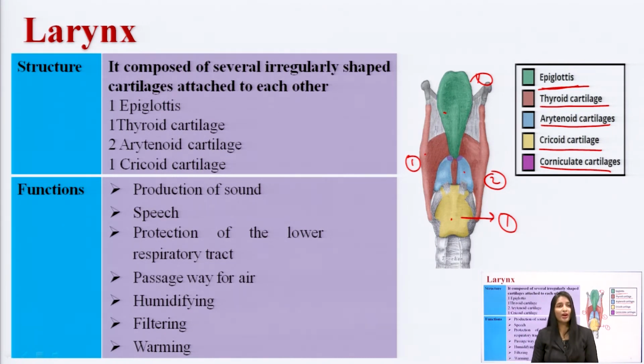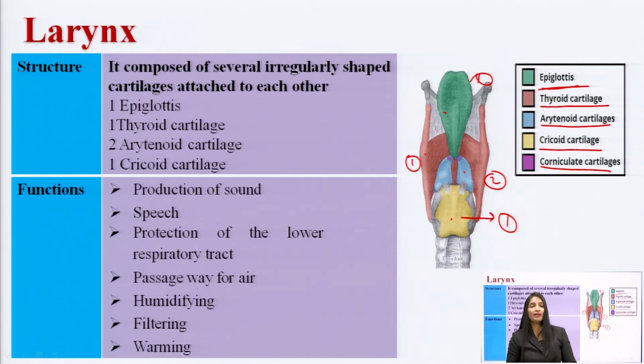And what is the main function of the larynx? It produces sound, helps in speech, passes the air, humidifies the air, filters the air, warms the air, and protects the lower respiratory tract. So these are all the functions of the larynx. Its structure has irregular shapes and is composed of four cartilages. What are the four cartilages? One is the epiglottis, second is the thyroid cartilage, then the arytenoid cartilage, and the cricoid cartilage.